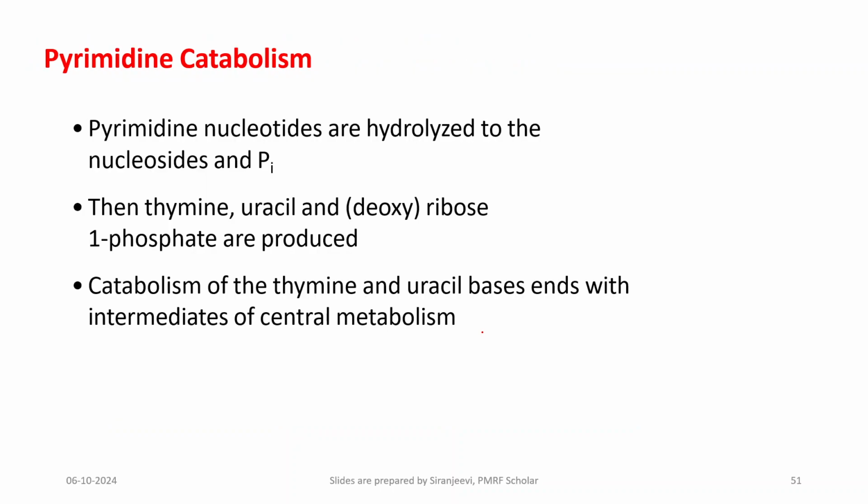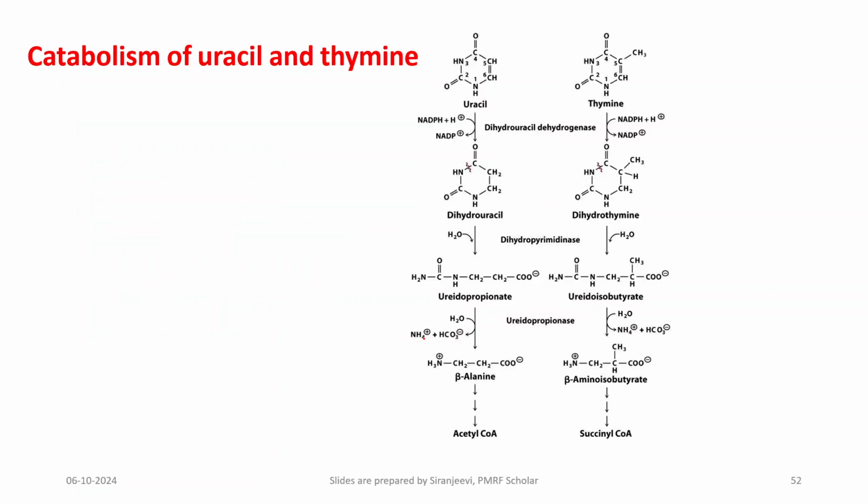Pyrimidine catabolism takes place, where nucleotides are usually hydrolyzed to nucleosides as well as inorganic phosphate. Then they are converted to thymine as well as uracil, and deoxyribose 1-phosphate is produced. Finally, the catabolism of the thymine and uracil bases ends with the intermediates of central metabolism, called carbohydrate metabolism. How does this usually take place?